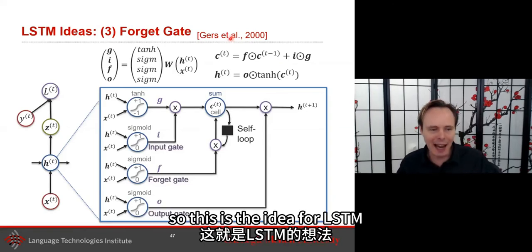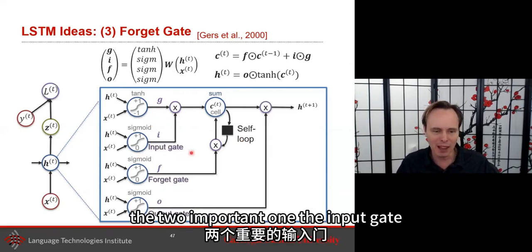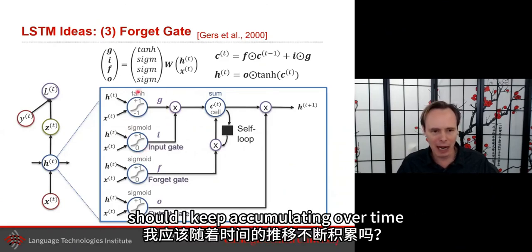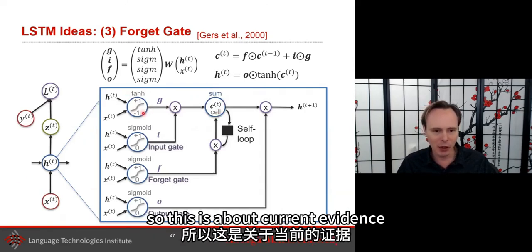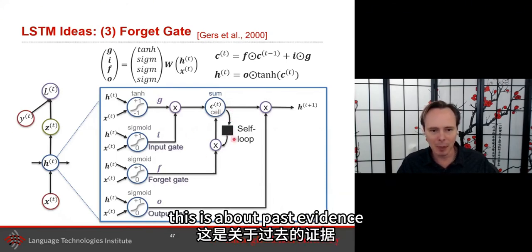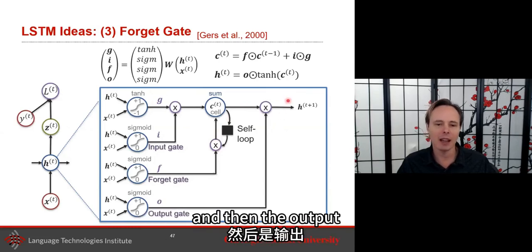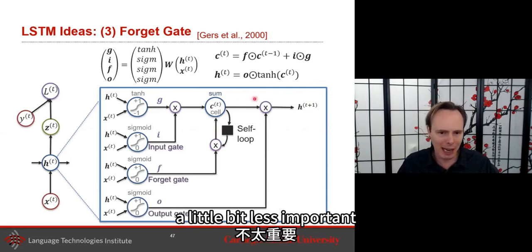So this is the idea for LSTM, and the two main things to remember: the input gate, saying how much of the current evidence should I keep accumulating over time, and the second one, how much of the past to keep. So the first is about current evidence, the second about past evidence, and how much I put them together. And then the output gate is how much I should use it in the future. A little bit less important.